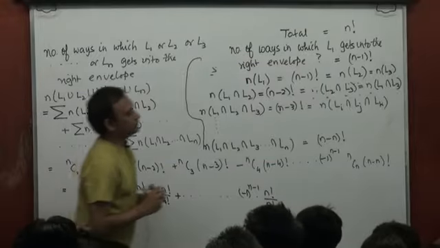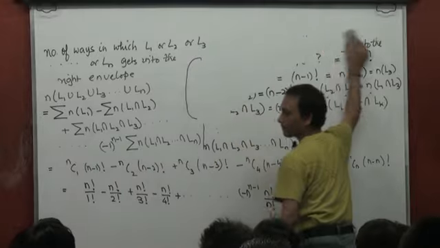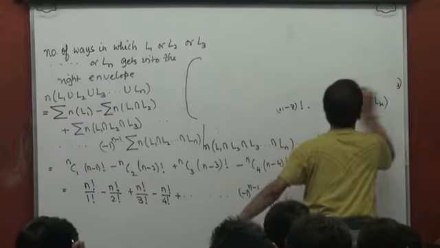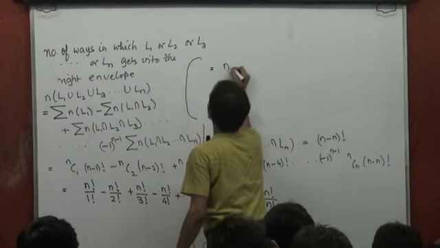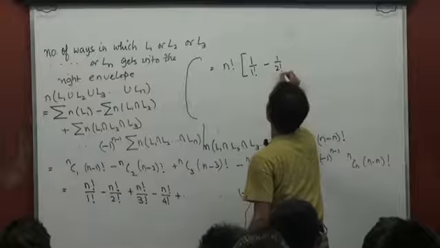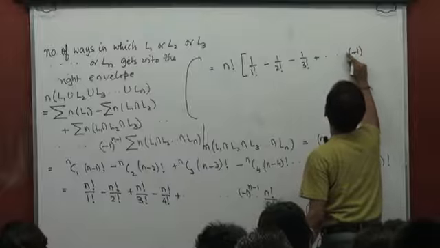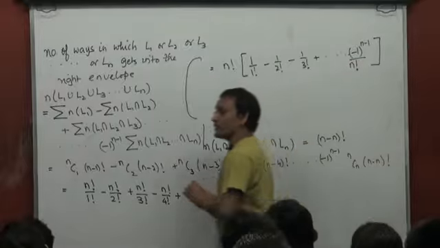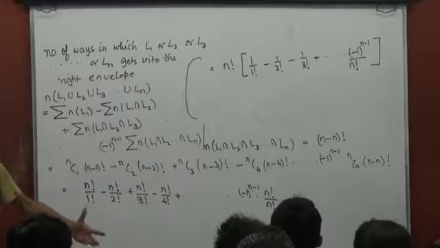Which is like n factorial into (1 by 1 factorial minus 1 by 2 factorial plus 1 by 3 factorial, going this way, minus 1 to the power n minus 1 by n factorial). Is there any confusion? This is the number of ways in which at least one letter would have gotten into its right envelope, right?